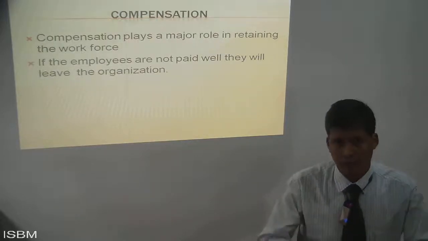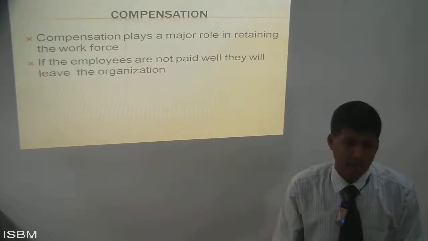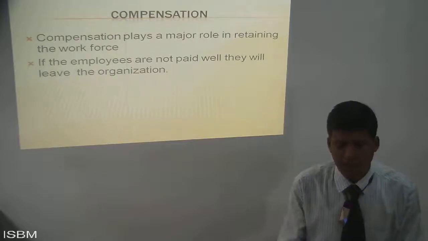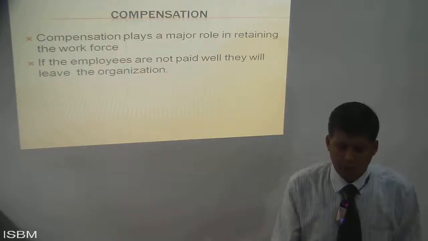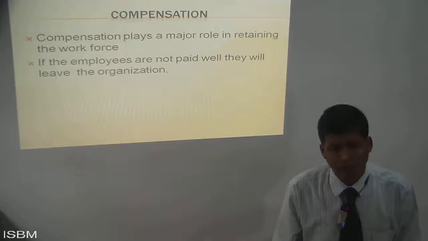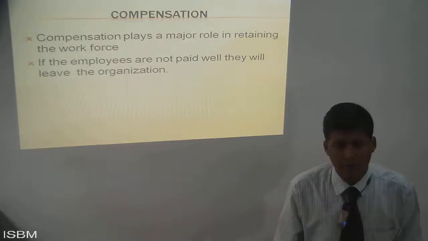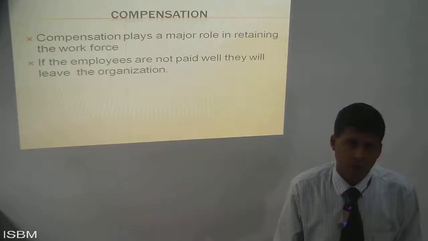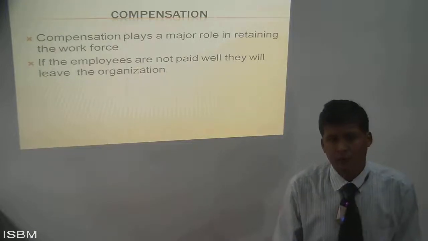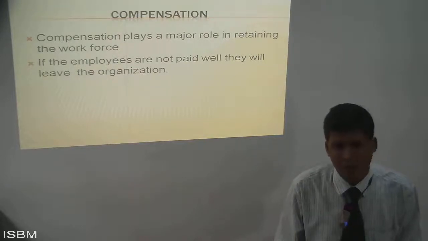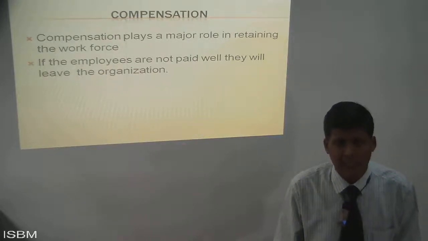Compensation. So, having said that, yes, compensation is important. It needs to be as per industry standards. One, compensation plays a major role in retaining the workforce. If the employees are not paid well, they will, at some point of time, leave the organization for the simple reason that money is an important resource. And when we say resource, a lot of things are connected as well, not only from a needs perspective, but also in terms of convenience.